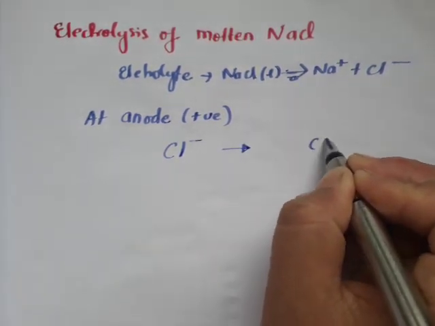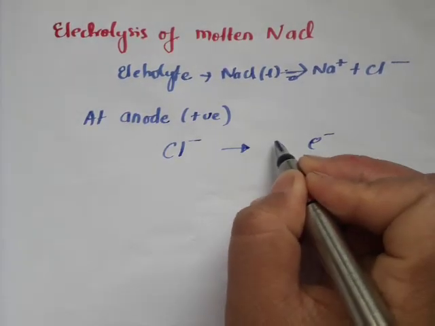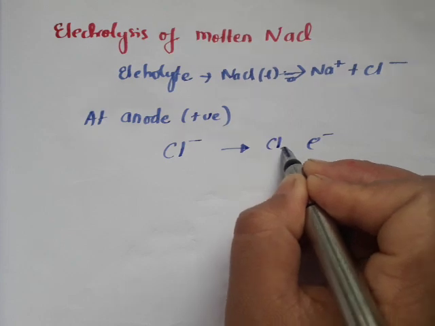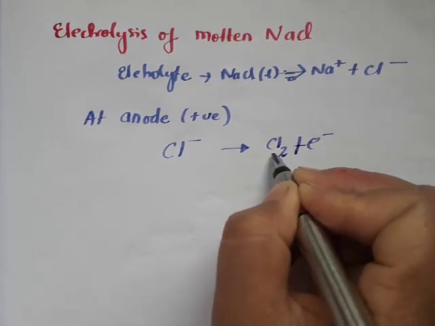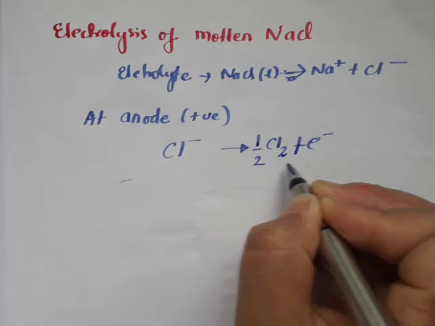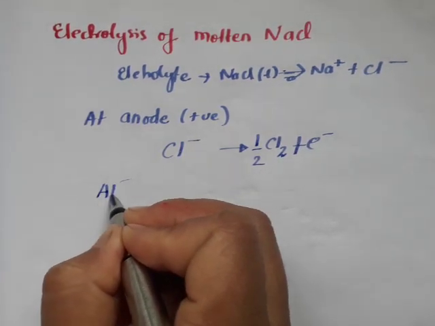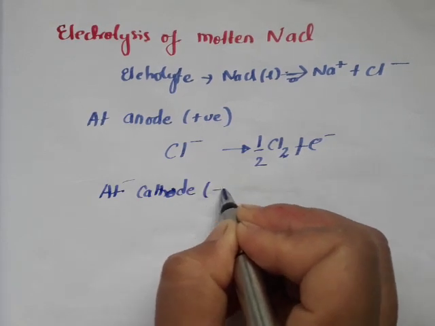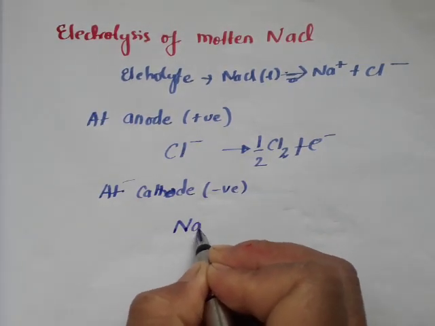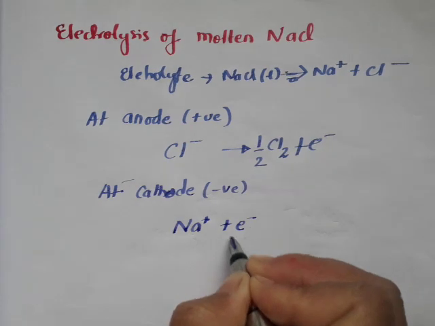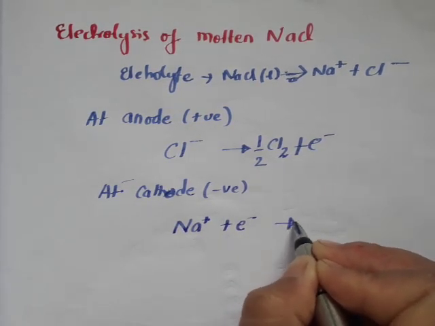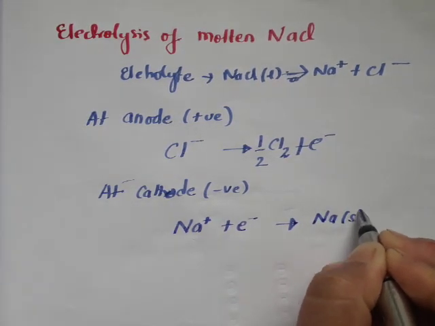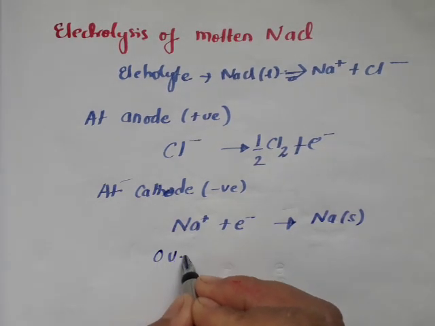So how does it get oxidized? After losing one electron, it will convert to an atom which is not stable. So when you balance the equation, you will get this. This is the reaction taking place at the anode. And at the cathode, which is the negative electrode, sodium ion will migrate there and get reduced after gaining one electron to sodium metal. Now what is the overall reaction taking place?